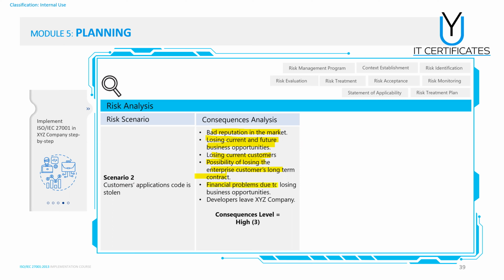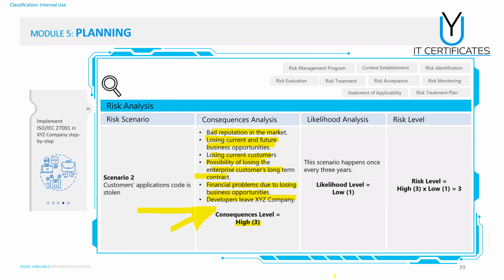They may have some financial problems because they are starting to lose business opportunities. Developers are afraid about their reputation, so they may leave the company. But still, it will not cause any legal situation or cases. The consequences will be high, not critical as the previous one. The likelihood is that it can happen once every 3 years, so the likelihood is low, and the risk level here will again be 3.